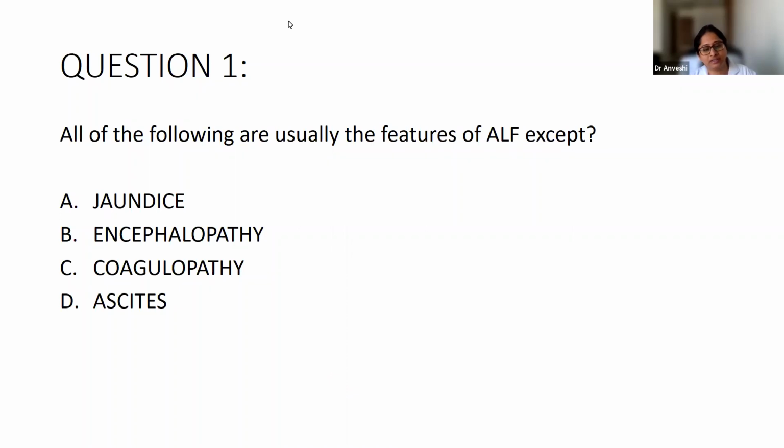Acute liver failure and not chronic. That's the clue. People are typing coagulopathy. Usually coagulopathy is seen in acute liver failure. That is a major factor which helps in deciding further or prognosticating the patient. So that's not the answer. Come on, everybody, keep typing answers. Okay, so the answer is ascites, D.